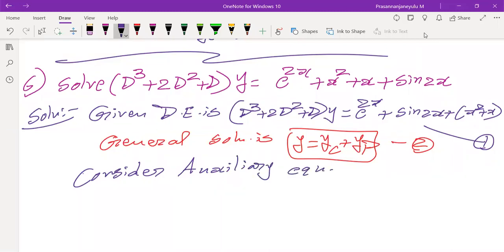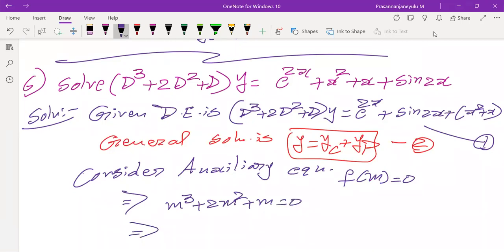Consider the auxiliary equation f of m equals 0. What is f of m? First of all, we need to know f of D. What is f of D? D cube plus 2D square plus D. Now f of m will become m cube plus 2m square plus m equals 0.